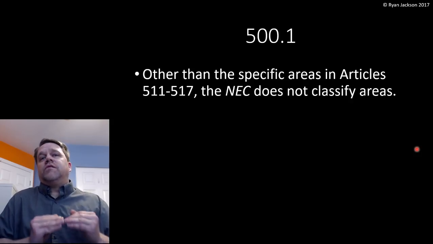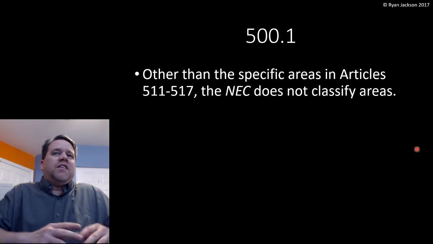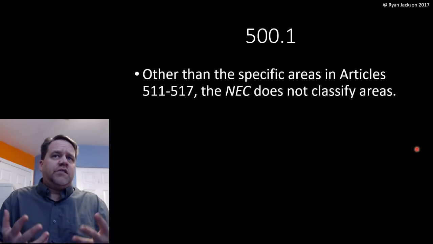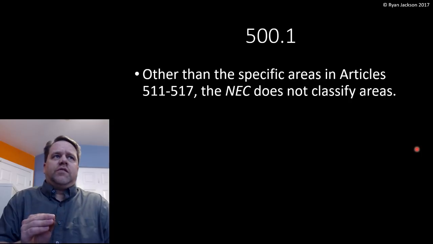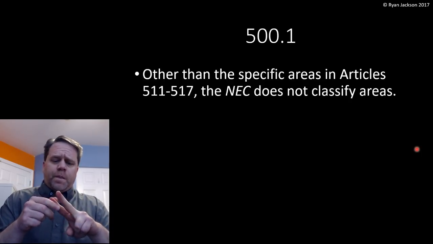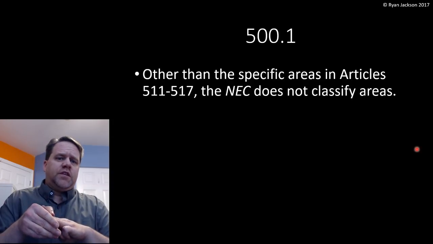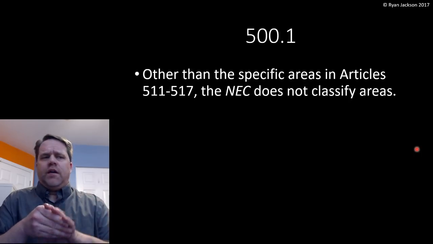The code doesn't classify the area for you. That has to be done by a group of individuals. We'll talk about that here in a minute. Because every industrial facility, every hazardous location is different. Now, there are some areas that we do classify. 511 through 517, that's going to be your commercial garages, fuel dispensing, gas stations, right? Bulk storage facilities, paint booths, areas like that, aircraft hangars.